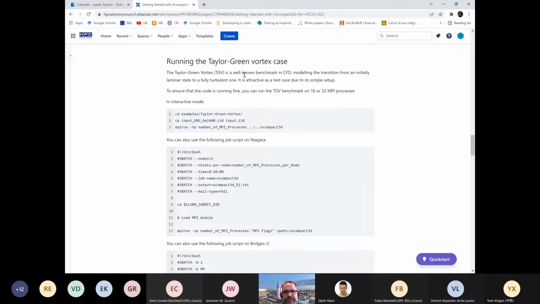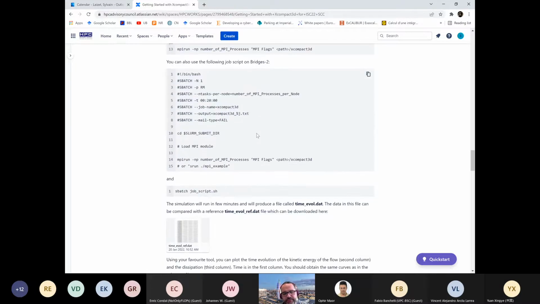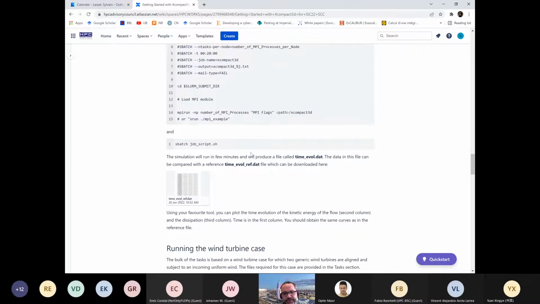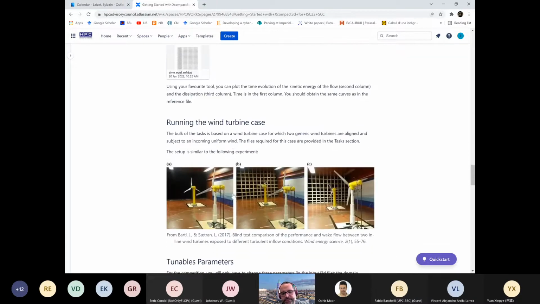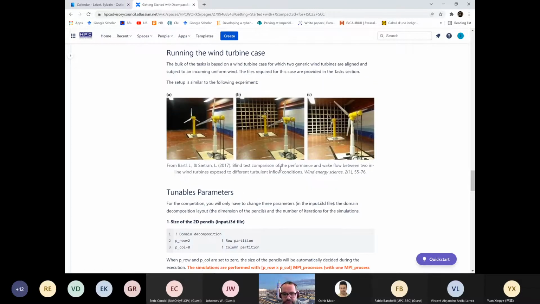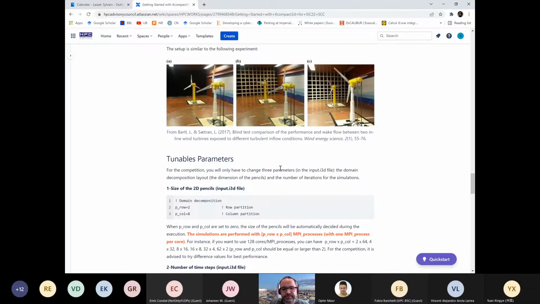If you want a sanity check, there is a well-known test case called the Taylor-Green test case, where you can very quickly run the code in 3 minutes and check that it has been installed and it's running properly. What is of interest is to play around with this setup of wind turbines, where you have two wind turbines in line with each other. This is what we are trying to reproduce with our simulation.